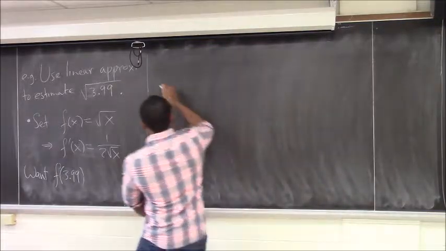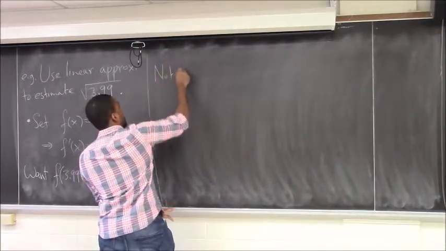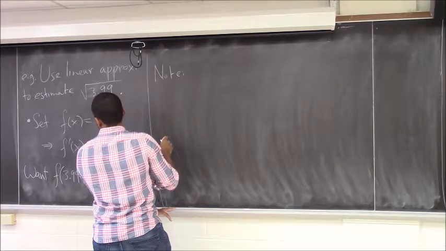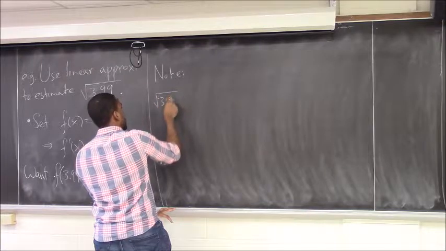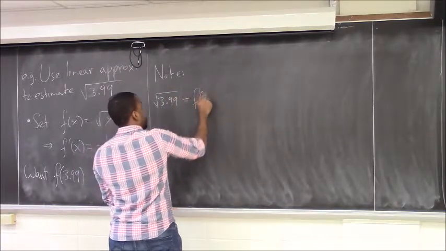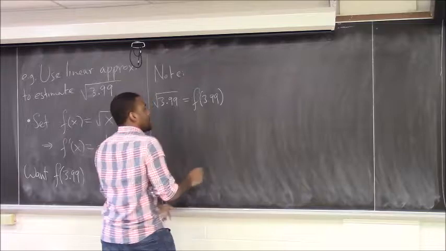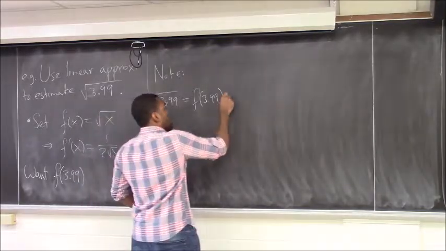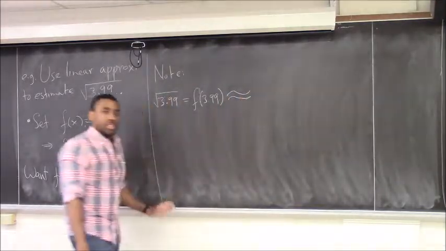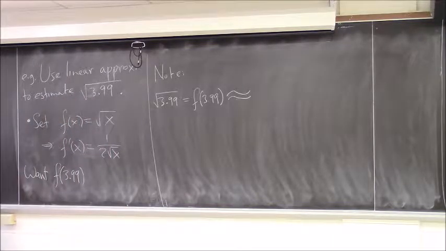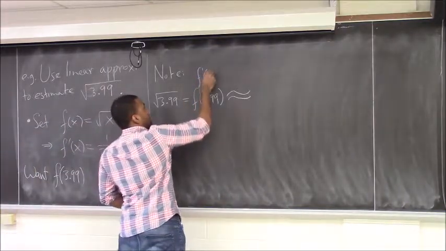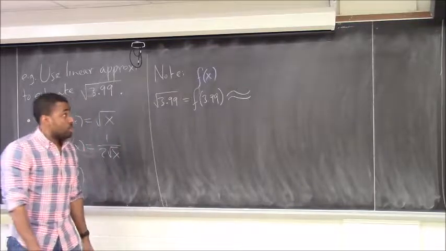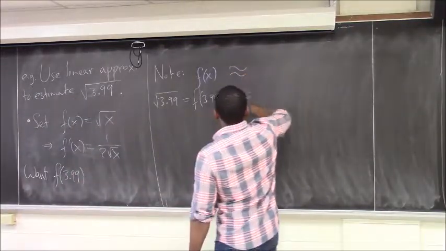So now, note that 3.99, that's your f of 3.99. I don't know exactly what that is, but now I'm going to approximate. That's approximately equal to what? Now, how we want to think of this is that this is the f of x that I want to approximate. I want to approximate the output of some function. And what is that approximately equal to?